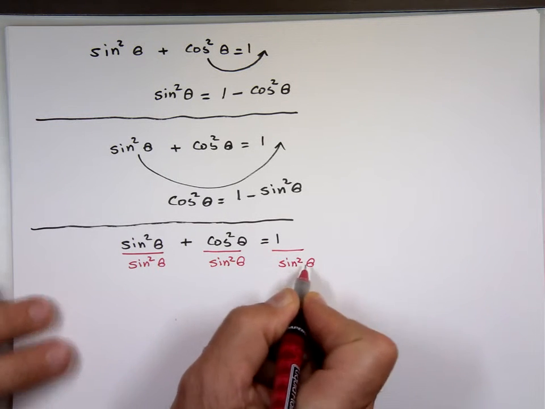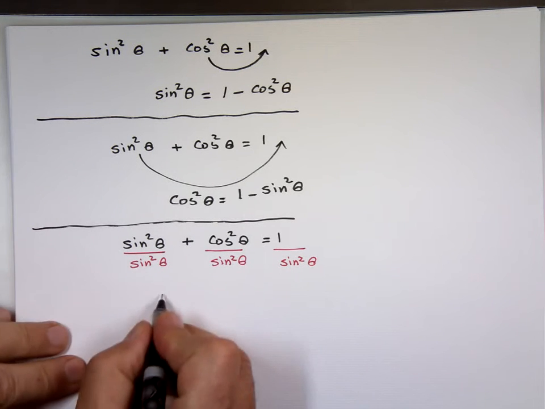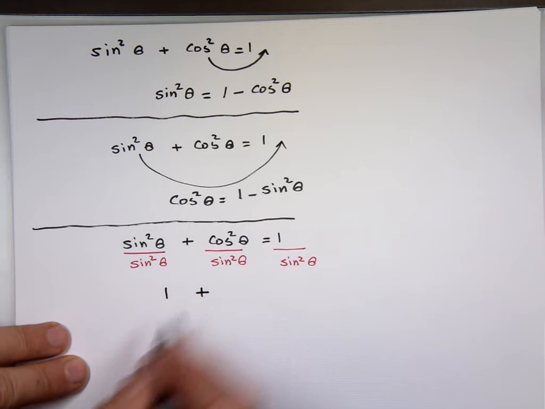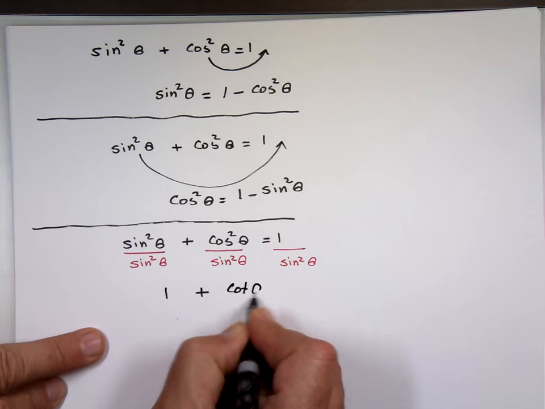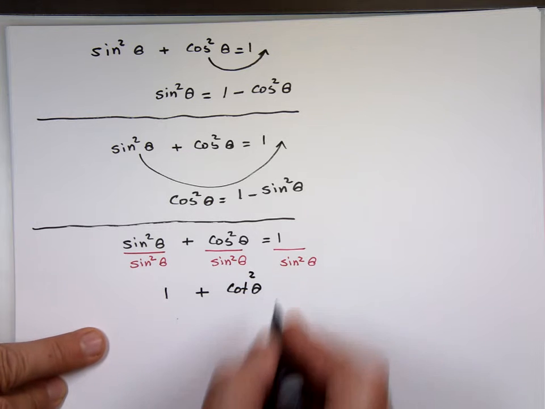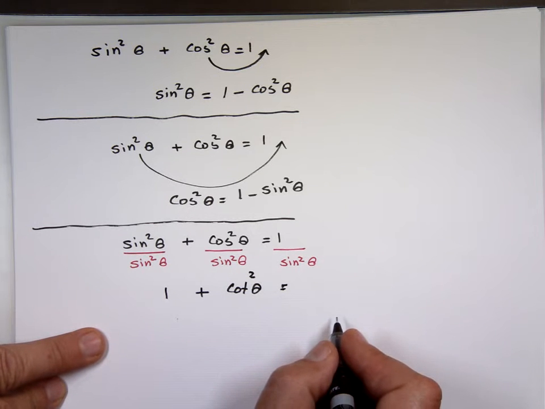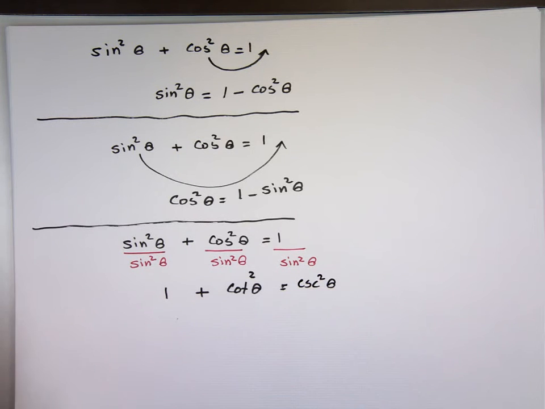What is sine squared over sine squared? 1. What's cosine squared over sine squared? That's a cotangent squared, because cosine over sine is cotangent. And what is 1 over sine? Isn't that cosecant? I think I have that on the board. That's number 8. So 7, 8, 9, 10, 11 on the board, they're all coming from the same equation.